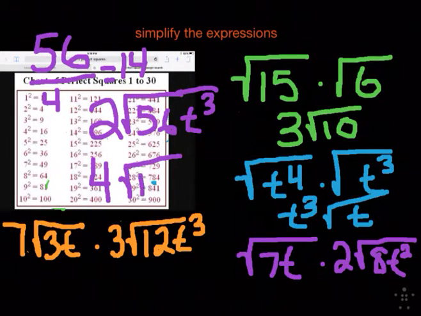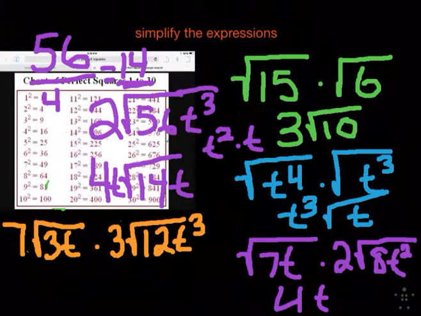And then on the inside, we have our remainder, which was 14. And for the perfect square of t cubed, we know t cubed is the same as t squared times t. And t squared is the perfect square, so half of that would be t. And then on the inside, we have our remainder of t. So that will be 4t square root of 14t.